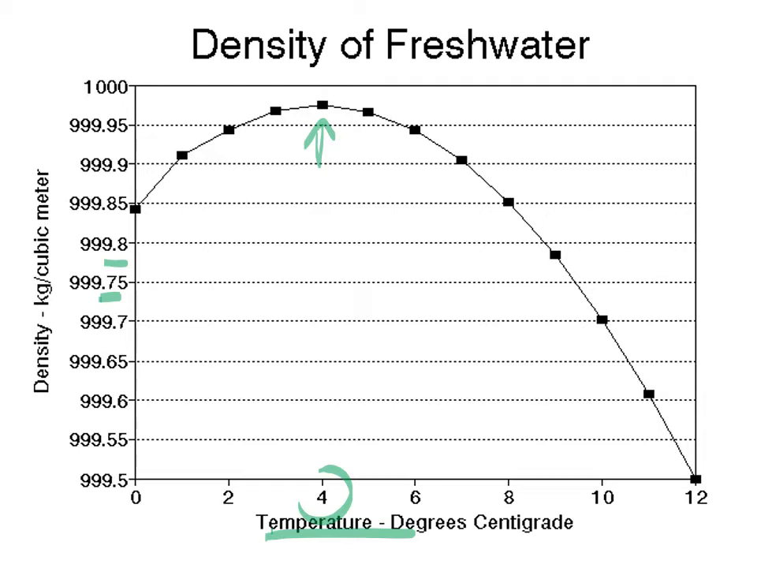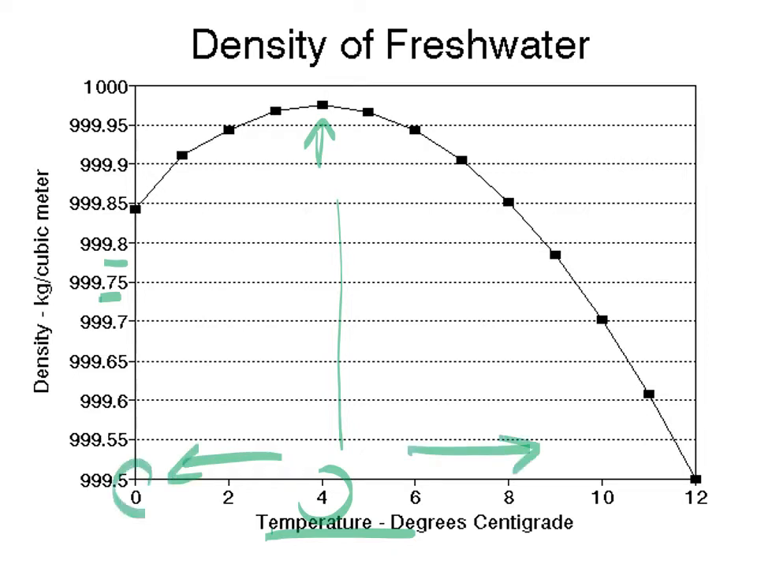Most substances, as they cool down, will become more dense. As they heat up, they become less dense. But with water, there's this curve. It's not a linear relationship here. We actually have this peak at 4 degrees, meaning water is more dense at 4 degrees than it is either below or above 4 degrees.